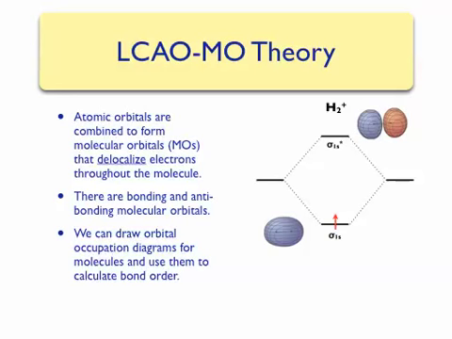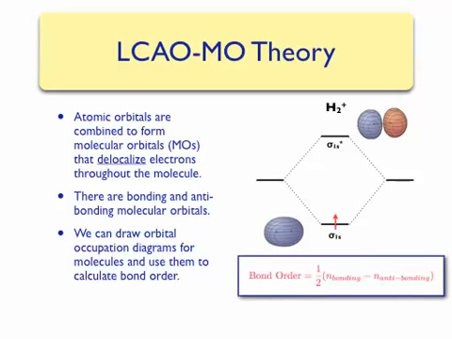We can also draw orbital occupation diagrams for molecules, just like we can for atoms. An added piece of information we can get from these molecular orbital diagrams is the bond order. We calculate the bond order by subtracting the number of antibonding electrons from the number of bonding electrons, and then multiplying by 1/2. The bond order tells us approximately how many electron pairs are shared between the two atomic nuclei. This allows us to relate our molecular orbital description of a molecule to a Lewis structure.